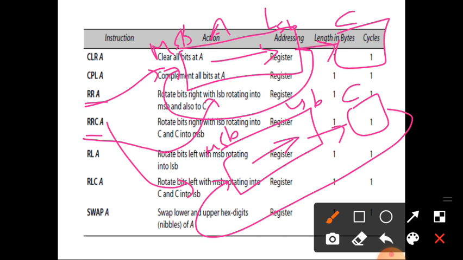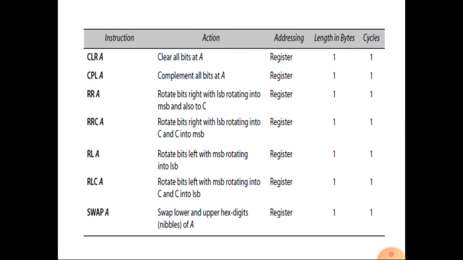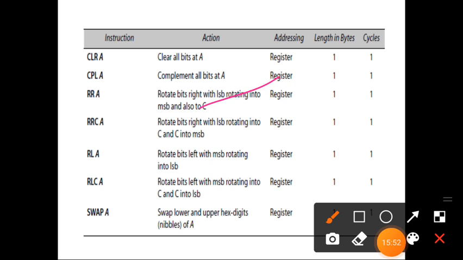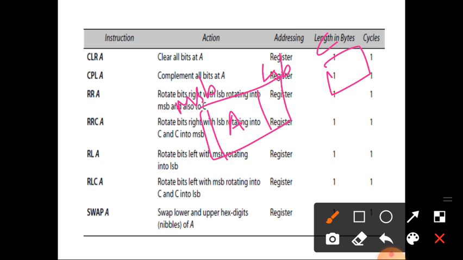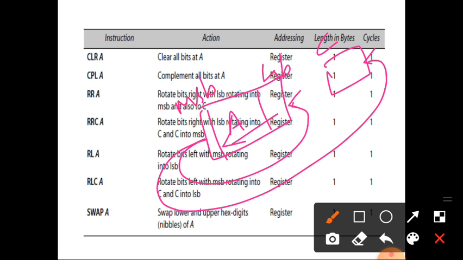So this is RRC A. Then what about RL A? Rotate to left. This is the accumulator content with the LSB, this is the MSB bit, and this is the carry bit. Here each bit is rotated left, and the MSB is rotating to the LSB, and also goes to carry. The case of RLC A is rotate bits in the accumulator left through carry.